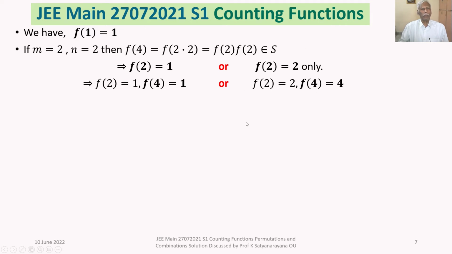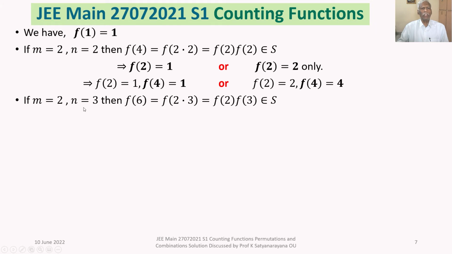So, that's the possibility. Next, if m is equal to 2, n is equal to 3, then f of 6 is equal to f of 2 into 3. And that will be, by definition, f of 2 into f of 3 belongs to S. Such things we have to consider.